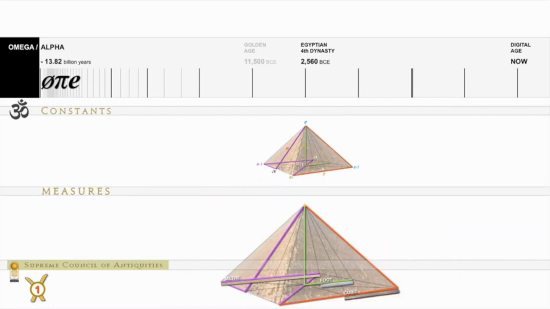Well, let's ask the same chicken and egg question. Which came first, the units of measure or the pyramid? Now, this is a little trickier. The constants have to precede everything else, but the way in which we measure those constants, that's surely arbitrary. A decision made at some point along the timeline by man himself, no?